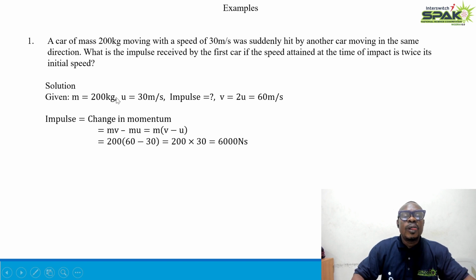So the mass is given. How do we obtain our impulse? Remember that impulse, being the product of force and time, is also referred to as the change in momentum. And what is this change in momentum? mv minus mu, which when you factorize is m times (v minus u). So when you plug in your figures and solve, 60 minus 30, we have 200 times 30, to give us 6,000 newton seconds. But you can as well just substitute your values directly, and you still have the same answer.